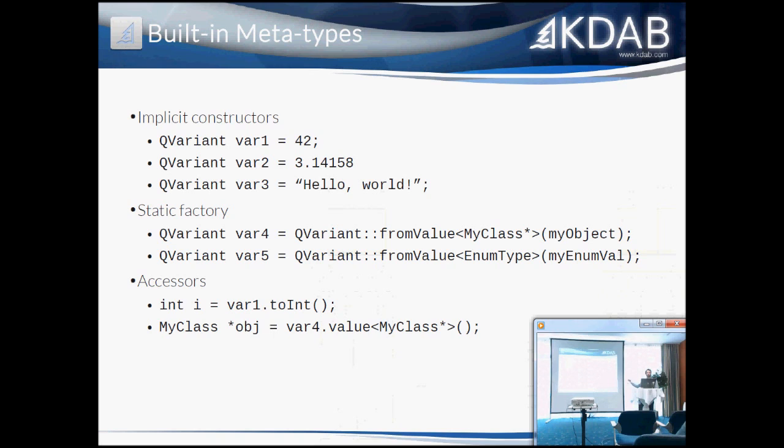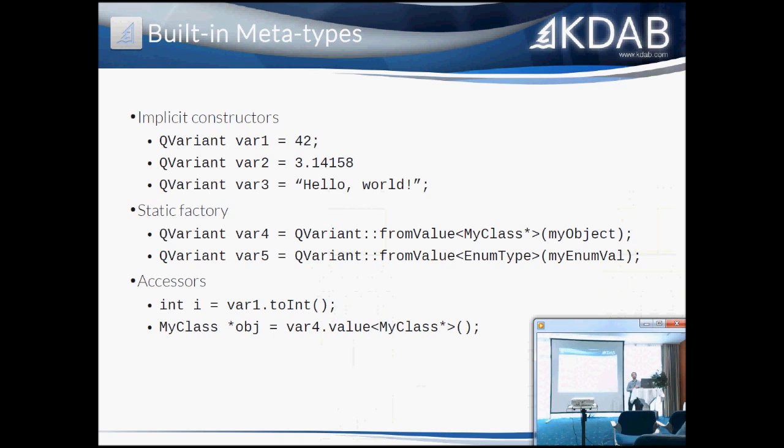To get something back out of a QVariant, we can use some of the convenience methods. There's toInt, toDouble, toBool, toString on the QVariant class. And that is just a convenience method around the value method. So that's the templated method which allows us to get back any type out of a QVariant, assuming we put the same type in there. So that also works for user-defined types, of course.